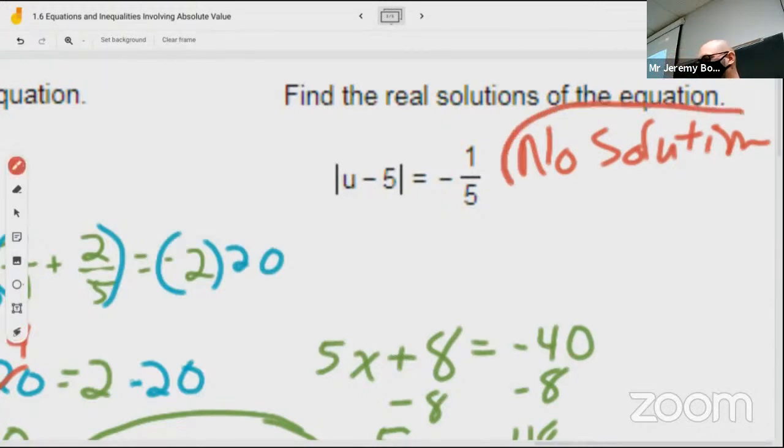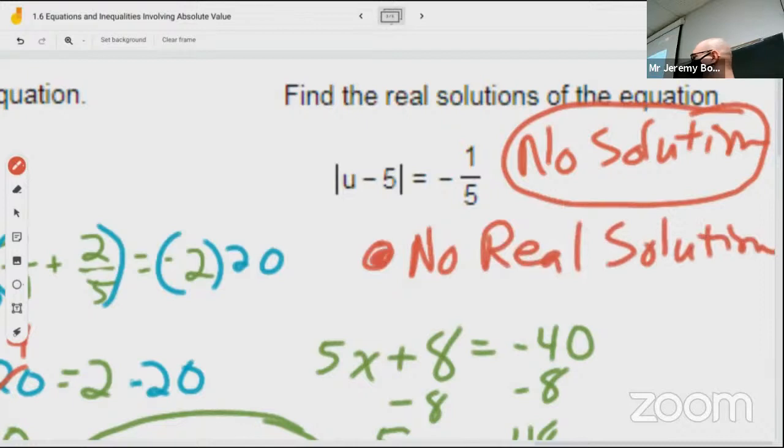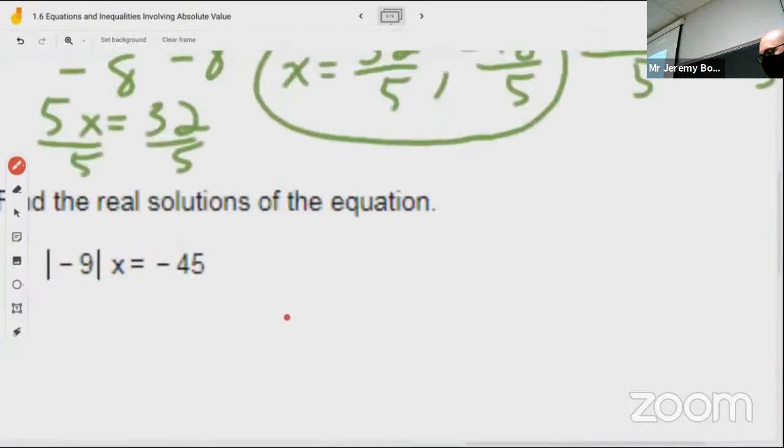Guess we can circle it. They'll probably have like a little, what do you call it, radial buttons, I think. No solution, no real solution. That's probably how it'll be on the homework. Just fill that in. Any questions on that one? And this one.